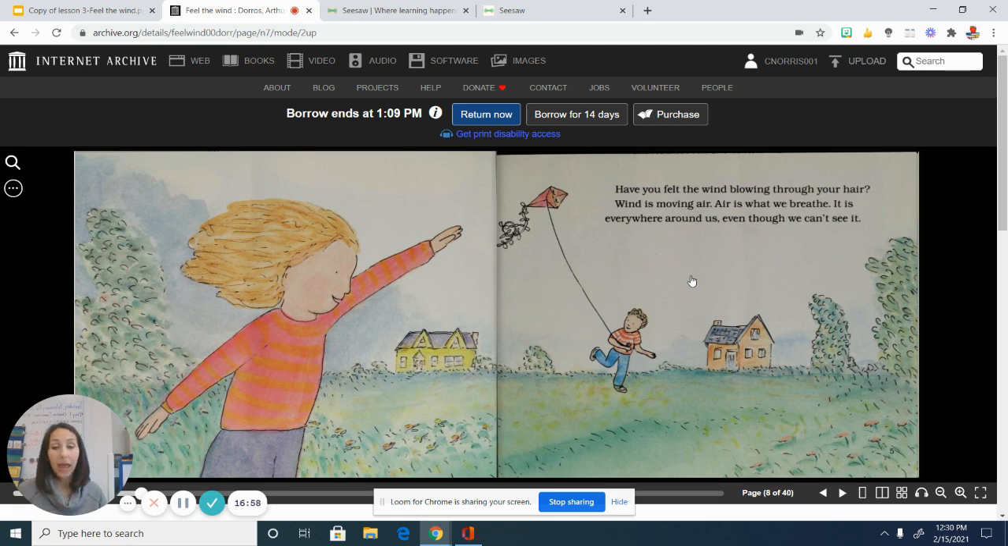we cannot see it. And I see in the picture that this person is flying a kite that seems to be staying up in the air because of the wind. And this person looks like their hair is being blown a little bit. So keep this page in mind, and we're going to take a look at another illustration.